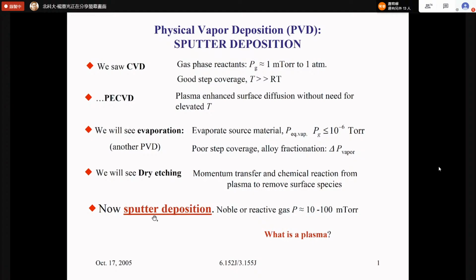So now we are going to talk about sputter deposition. Normally we are using 10 to 100 millitorr, right? And so what is a plasma? We have talked about that. We have talked about the plasma.